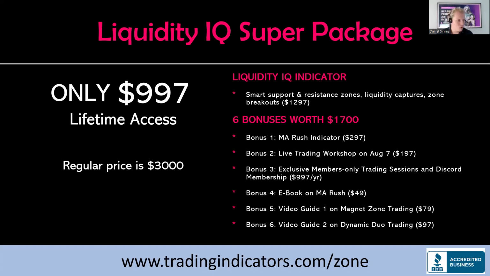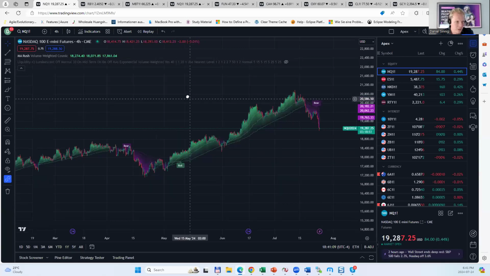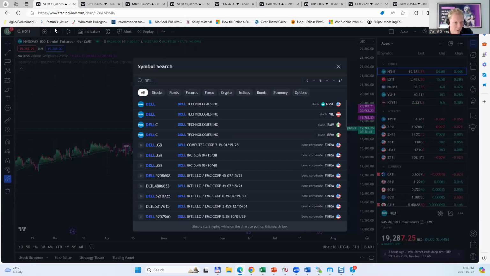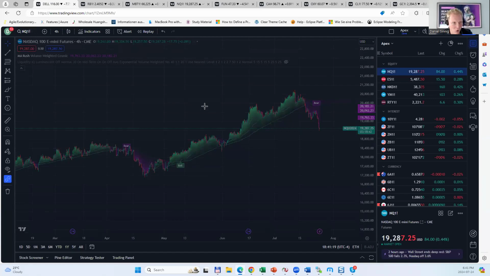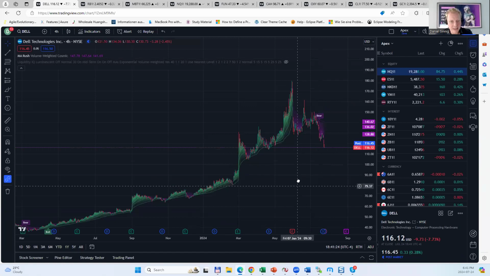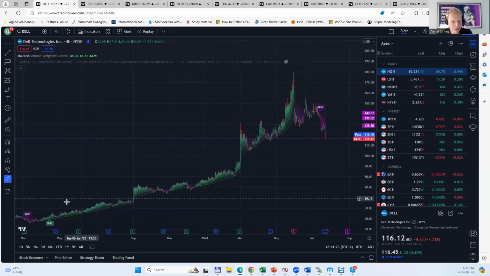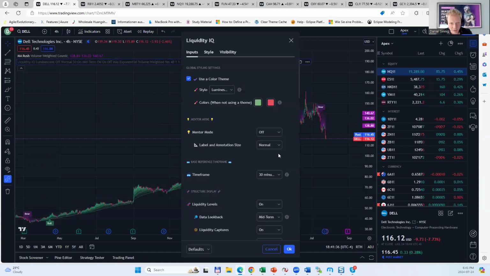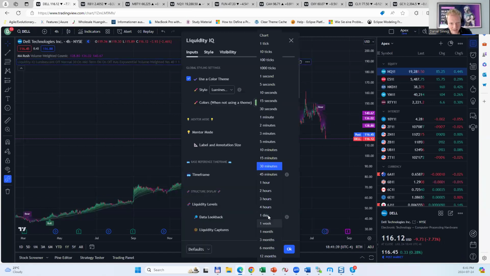So, okay, let's go to TradingView and look at Dell and Microsoft. Let me go to Dell, and I'm going to stay on the 4-hour time frame. Most of our swing traders use the 4-hour time frame for the chart, and they configure Liquidity IQ with the daily time frame as the calculation time frame.